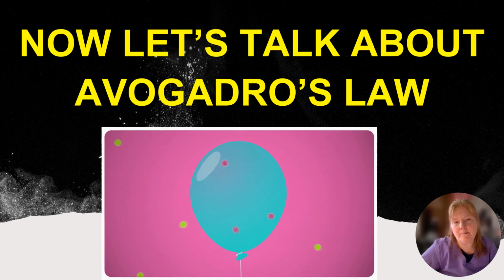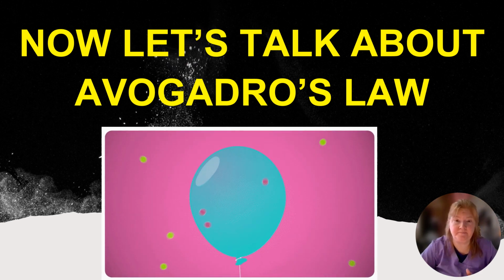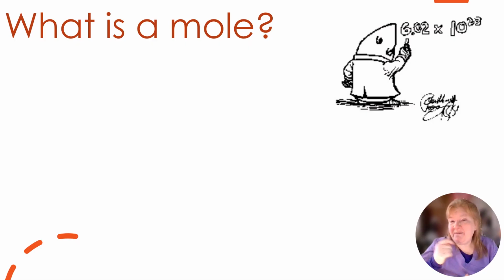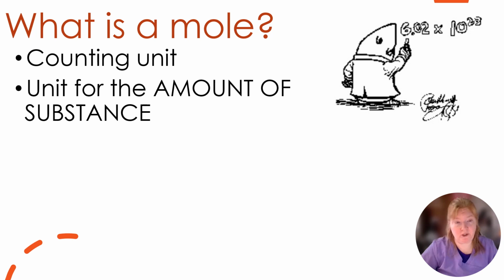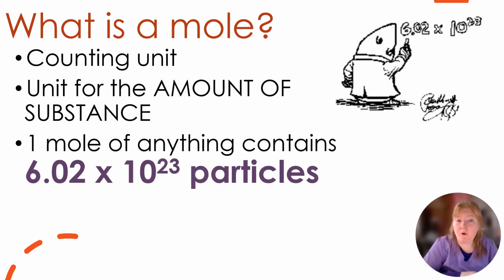All right, let's talk about Avogadro's law. Before we get into Avogadro's law specifically, let's review a couple things. First, what is a mole? It's a counting unit. It means the amount of a substance, and 1 mole of anything contains 6.02 times 10 to the 23rd particles. A mole of oxygen, 6.02 times 10 to the 23rd particles. A mole of carbon, 6.02 times 10 to the 23rd particles.